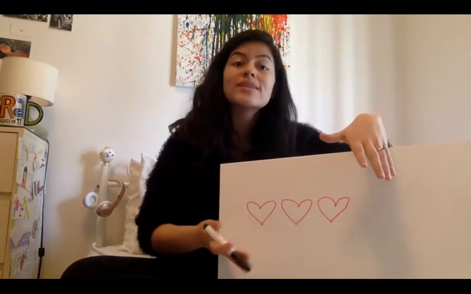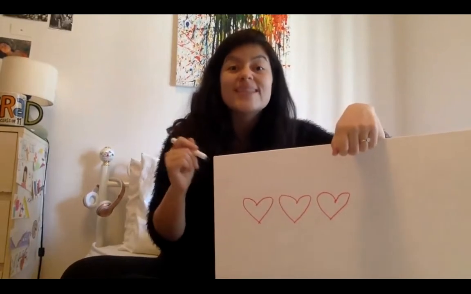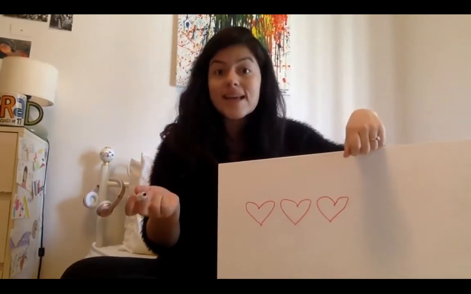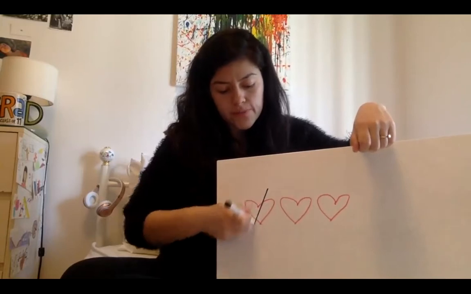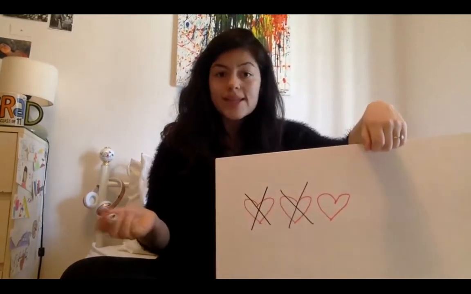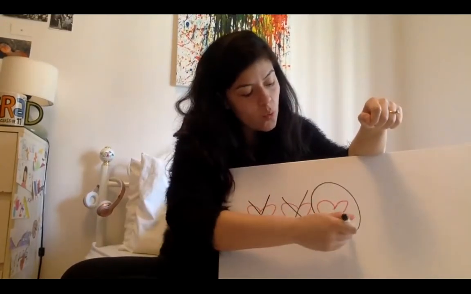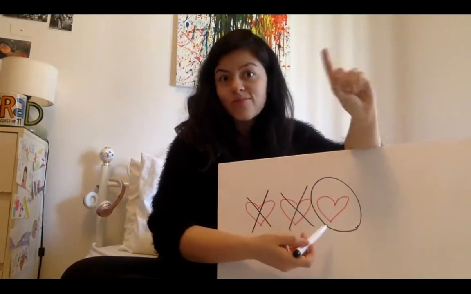No, my number wants to get smaller. I had to cross out to get rid and take away 2 hearts. So let's take away 2 together by crossing them out. 1, 2. Great. I took away 2 hearts. And now I can find what's left, which is 1.